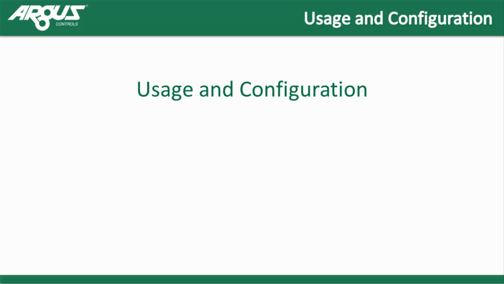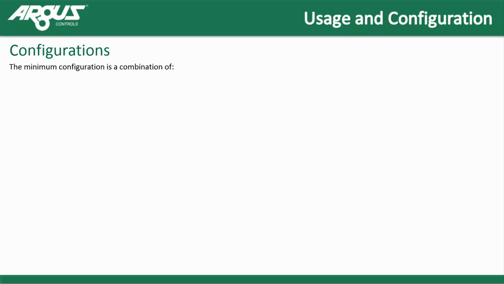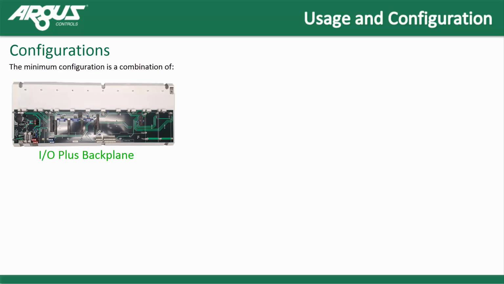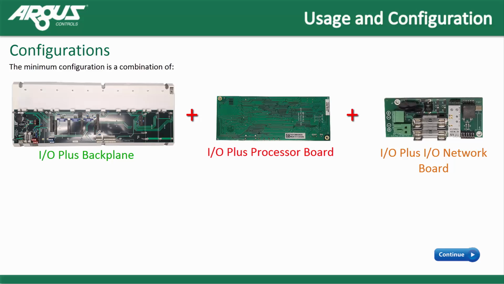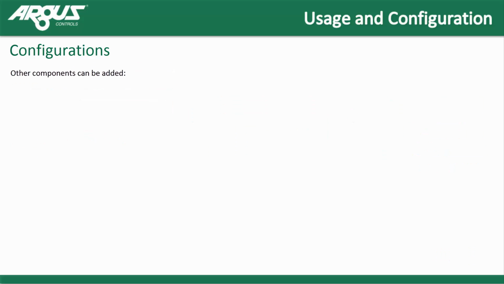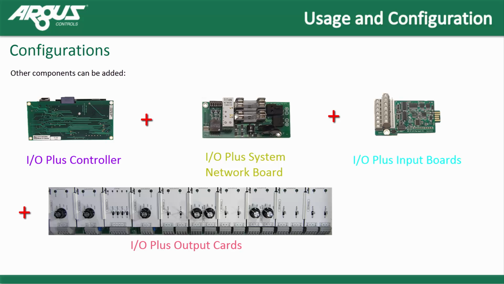Usage and configuration. Configurations. The minimum configuration is a combination of IO Plus backplane, IO Plus processor board, IO Plus IO network board. Other components can be added: an IO Plus controller, IO Plus system network board, IO Plus input boards, and various output cards.